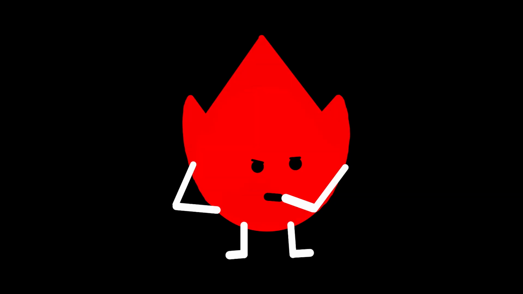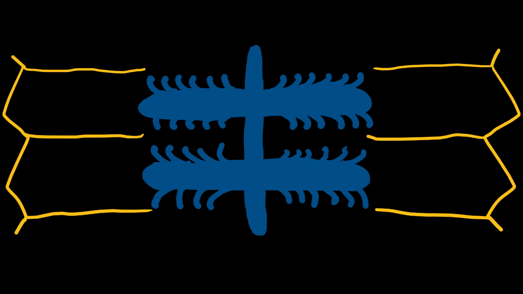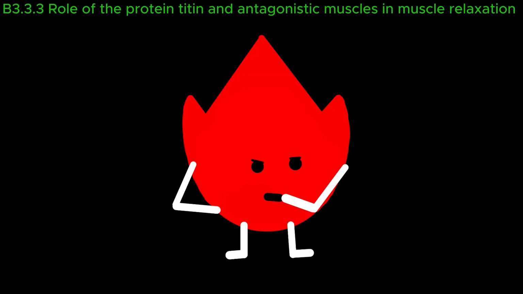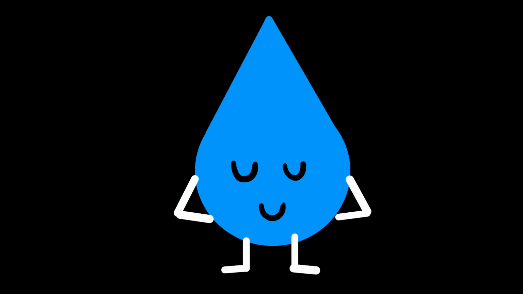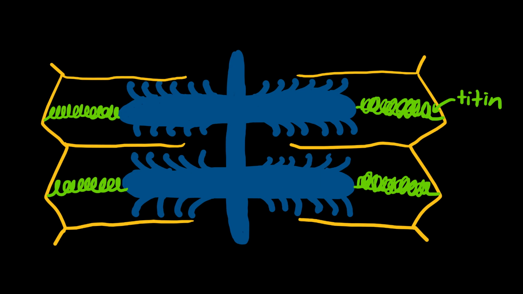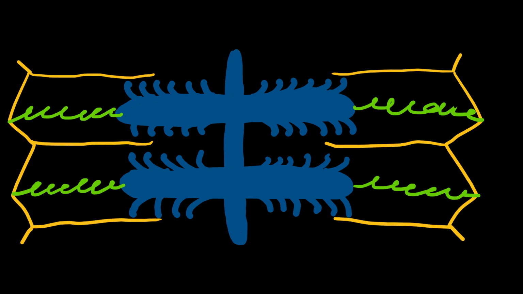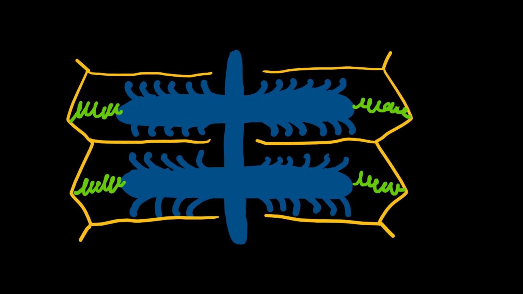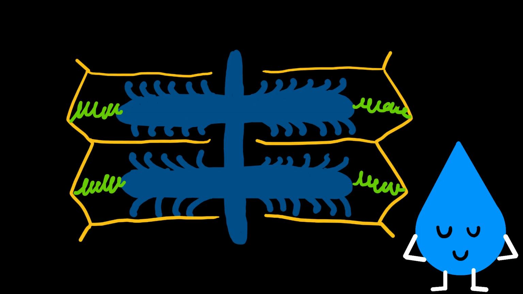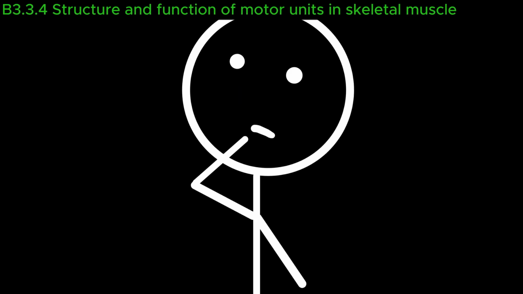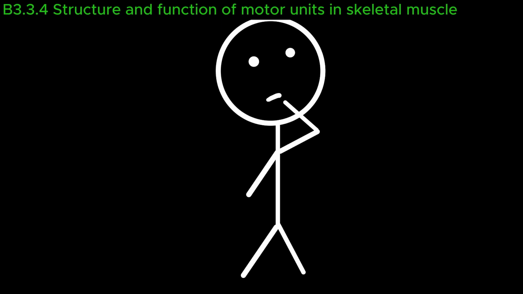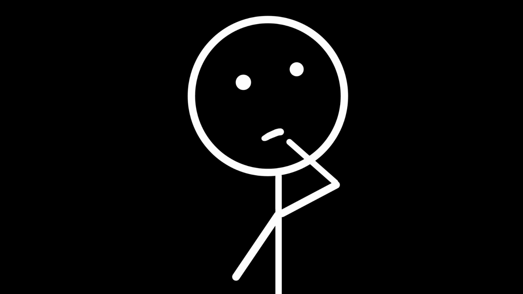Perfect! Wait, what happens when you stretch the muscle though? Does the sarcomere just fall apart? Now, we have titin. This keeps the muscles from overstretching. It also helps the muscle contract and holds the actin and myosin in place. Phew! When does all of this happen though?